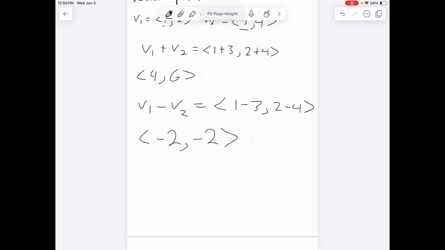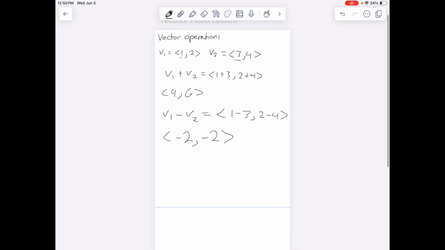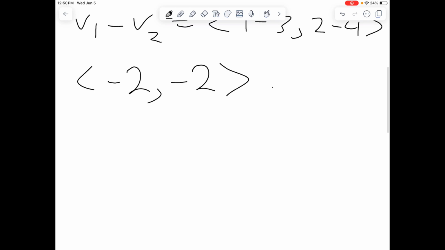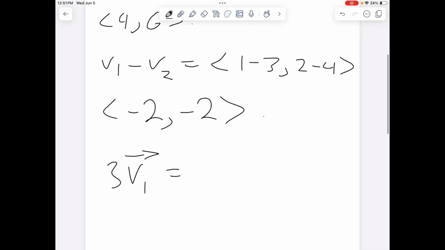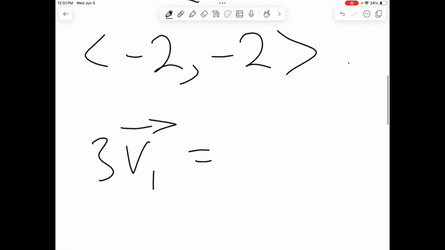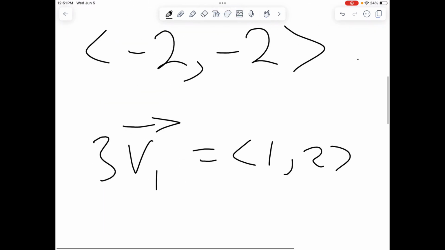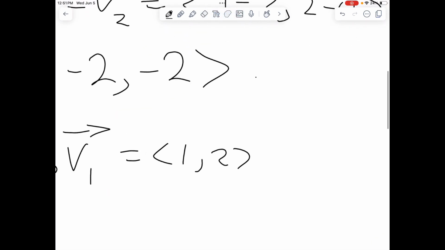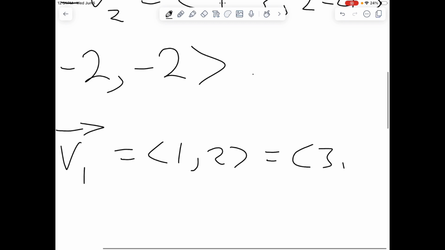Additionally, if you wanted to multiply, let's say vector 1 by 3, we have 3v. You usually indicate it like this. Let's say we're using v1, so we have 1 and 2. All you would have to do is multiply the 3 to both terms. So we would get 3, 6.